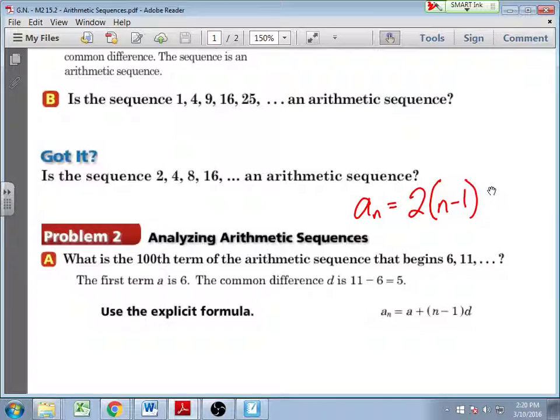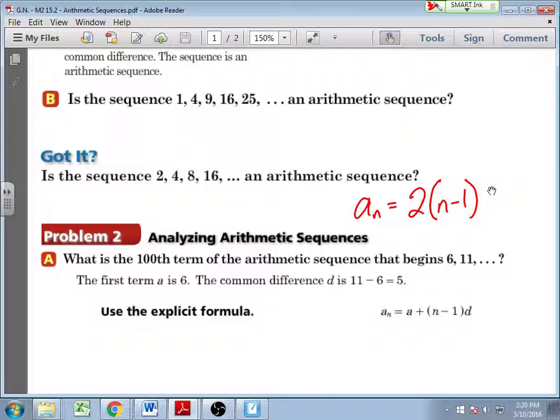Which, by the way, if you're speaking math, what do we say for parentheses? Open parenthesis, close parenthesis? No, don't you just say 2 times the difference of n and 1? 2 times the quantity n minus 1. When you group things together, you're looking at that as a quantity.